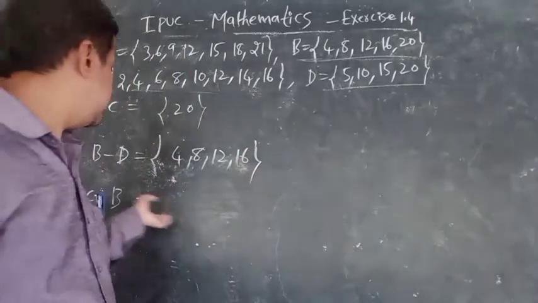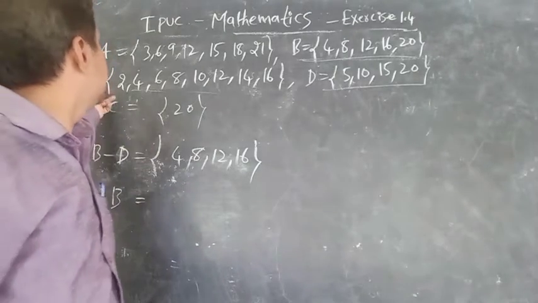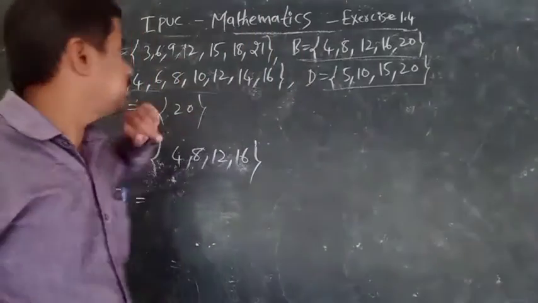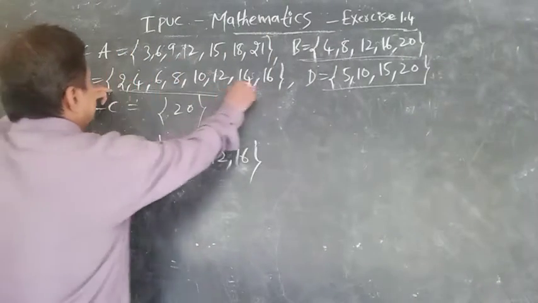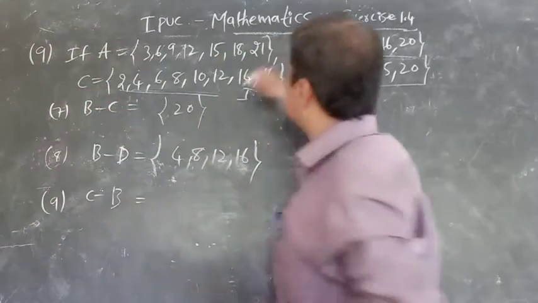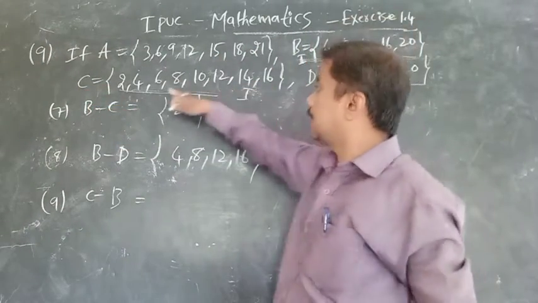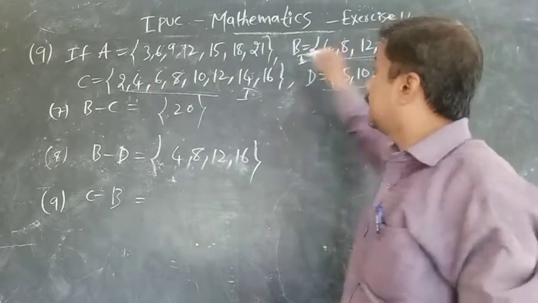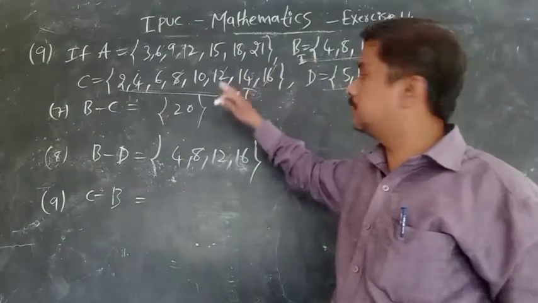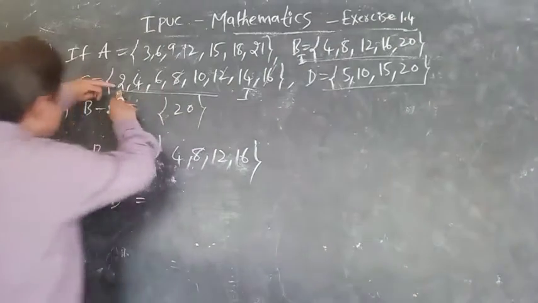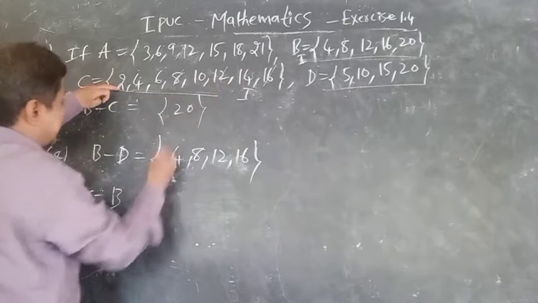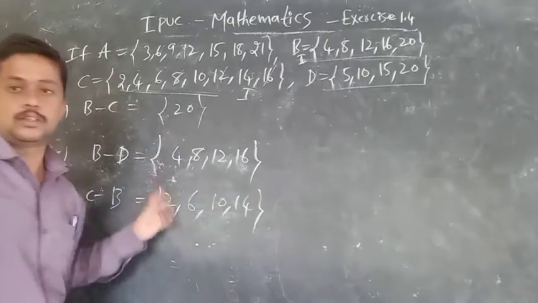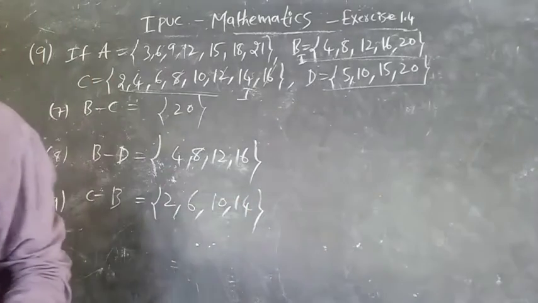Next C minus B. C is there, and this one is B. See, this is the first set and this is the second. 4 is there, cancel. 8 is there, cancel. 12, 16 cancel. 20 is not there. So after the cancellation of 4, 8, 12, 16, the remaining elements are 2, 6, 10, 14. This is the answer. Like that we have to calculate the answer.